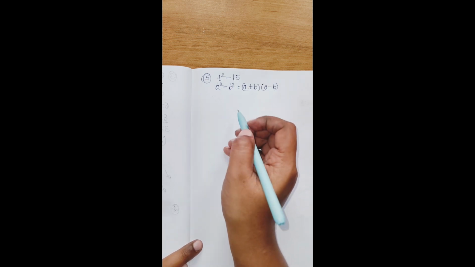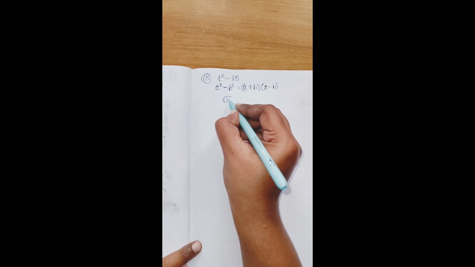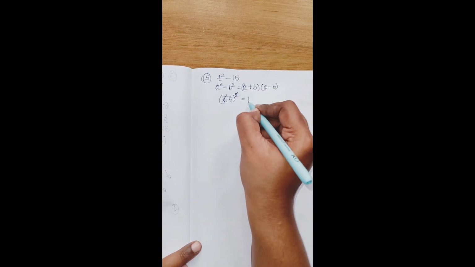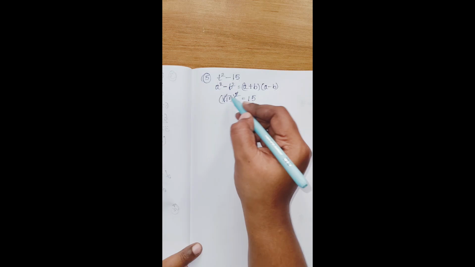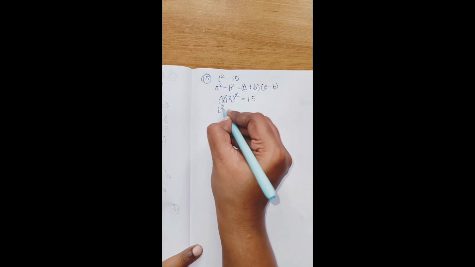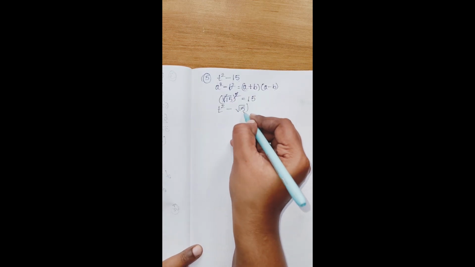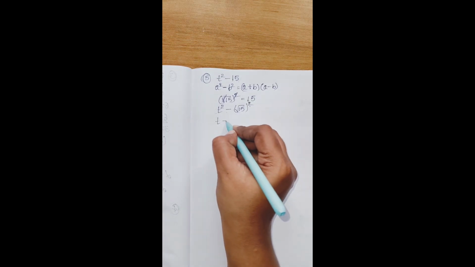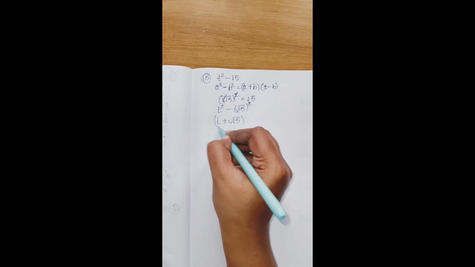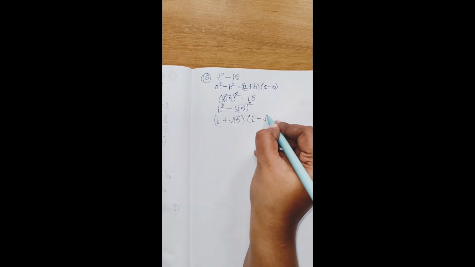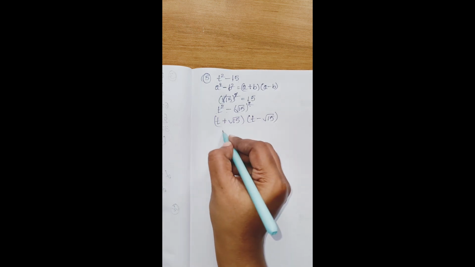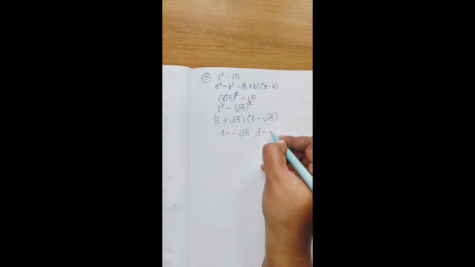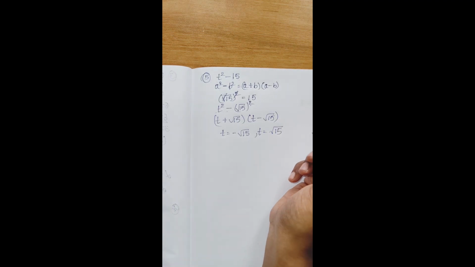To convert 15 here, root of 15 whole square can be written, as square and square root get cancelled, 15. So in place of 15 we can write root of 15 whole square. So t square minus root of 15 whole square. It is in the form of a square minus b square. Expand that: t plus root 15 and t minus root 15. Directly we know the answer. t equals minus root 15 and t equals plus root 15. Yes.